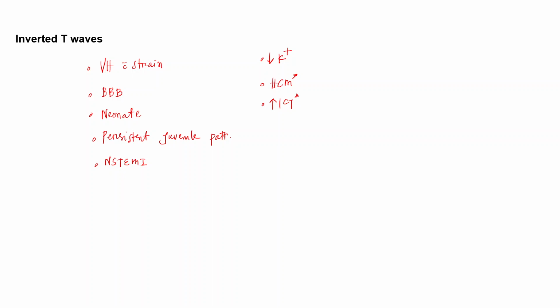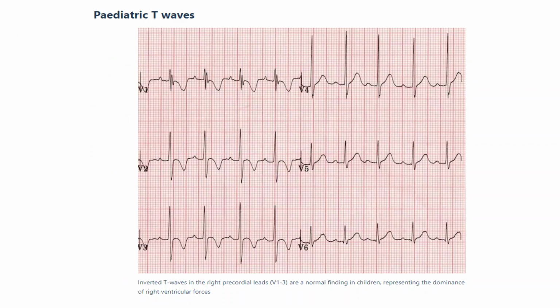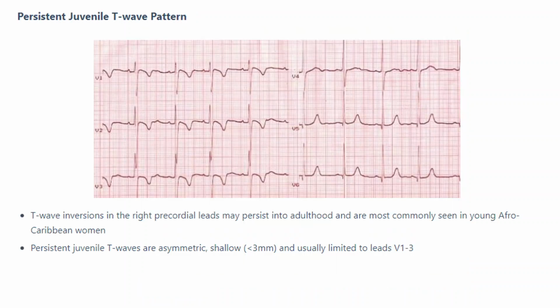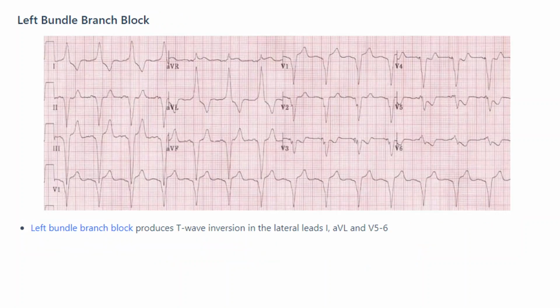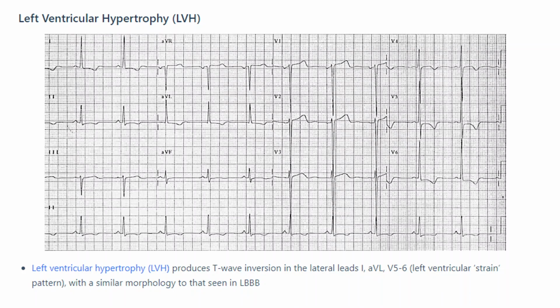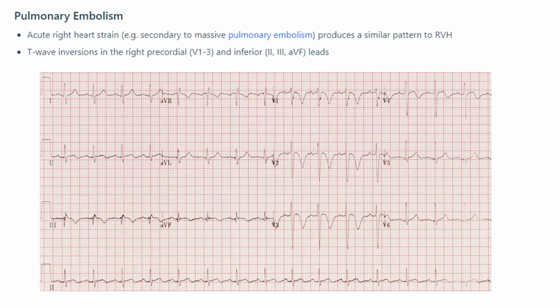So you just see the ECGs. This is again a pediatric T wave. You can see inverted T waves here. It's a normal finding, persistent juvenile T wave pattern. Usually this is seen in the juvenile, adolescent group, where you will get an asymmetrical shallow T wave inversion. It is limited to V1 to V3. Only V1, V2, V3 will show this T wave inversion, and it will be less than 3 mm in depth. Then bundle branch blocks will get T inversion, as I have already told. Ventricular hypertrophy with strain pattern will also, and pulmonary embolism, a very important cause.